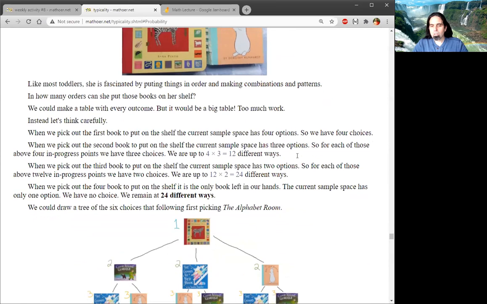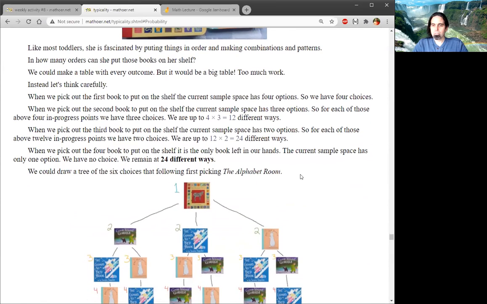When you put the third book on the shelf, there's only 2 options left. 2 books on the floor because 2 are on the shelf already. So now we multiply by 2 and we're up to 24 different ways. And at that point, there's only 1 book on the floor. We have no more choices. It just goes on the shelf. So we're staying at 24 different ways.